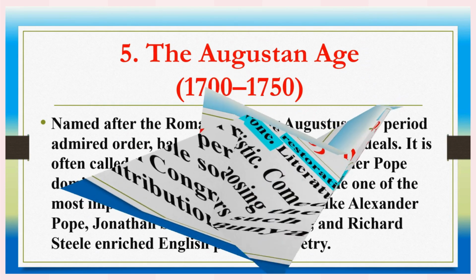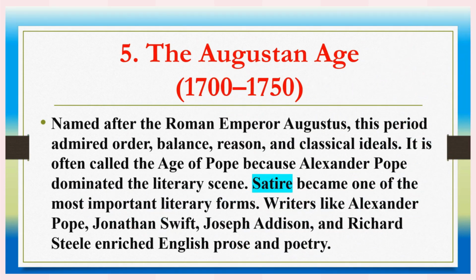The Augustan Age from 1700 to 1750. Named after the Roman Emperor Augustus, this period admired order, balance, reason and classical ideals. It is often called the Age of Pope because Alexander Pope dominated the literary scene. Satire became one of the most important literary forms. Writers like Alexander Pope, Jonathan Swift, Joseph Addison, and Richard Steele enriched English prose and poetry.